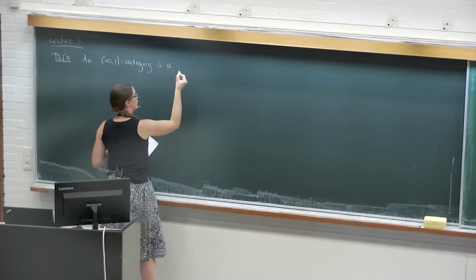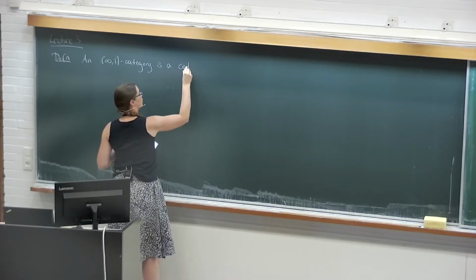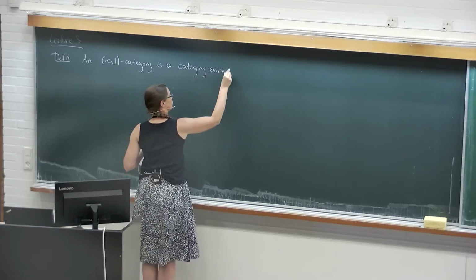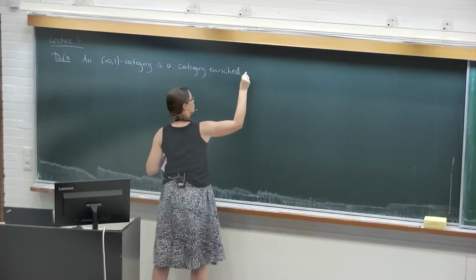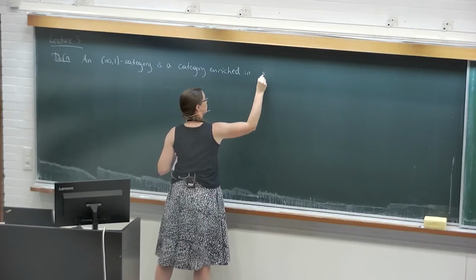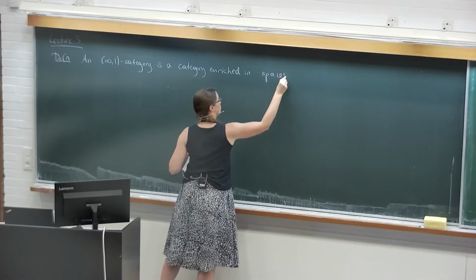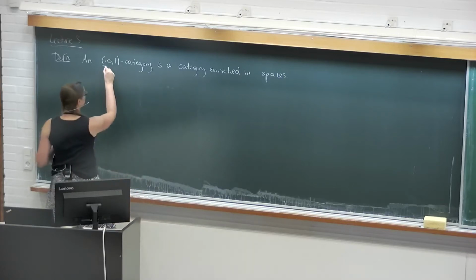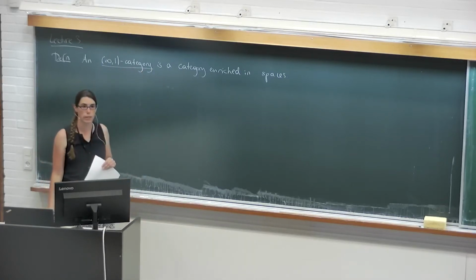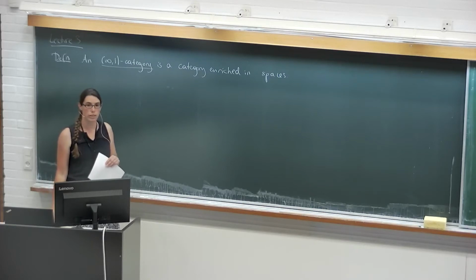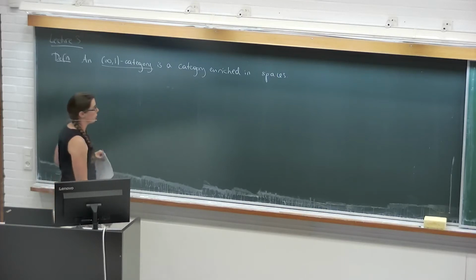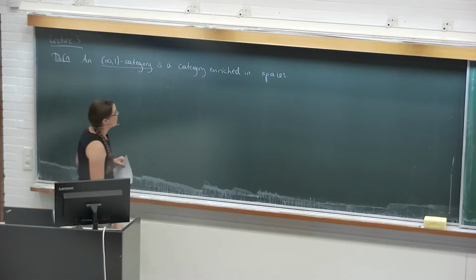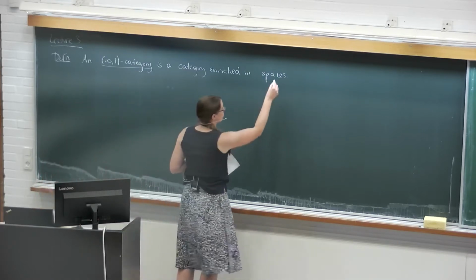An Infinity 1 category is a category enriched in spaces. Okay, so this was our first definition of an Infinity 1 category. There will be at least 2 more today. And then we'll talk about why we can make different definitions and be happy about it. So what do I mean, first of all, by spaces?